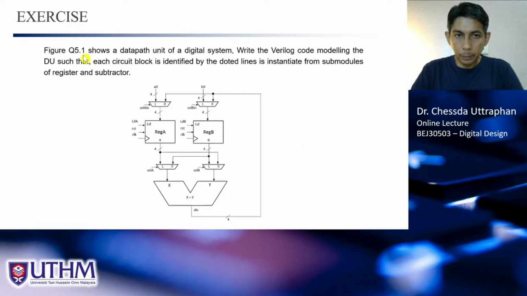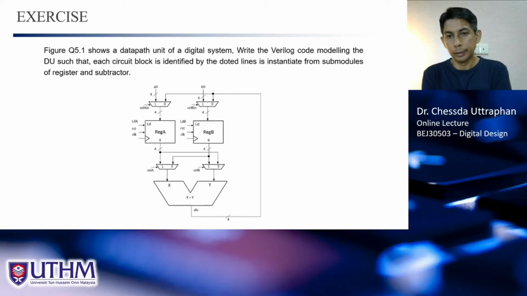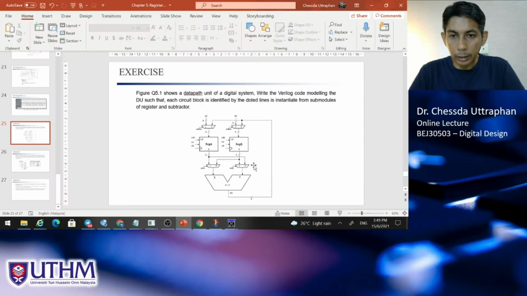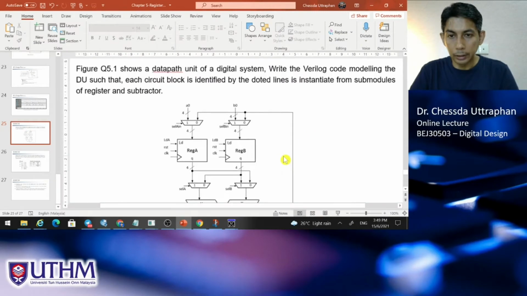So figure Q5.1 shows a data path unit of a digital system. Write a Verilog code modeling the DU data path unit such that each circuit block identified by the dotted line is instantiated from a submodule of register and subtractor. So this one you need to have a subtractor, but I forgot to have the dotted lines. So let's create the lines first.